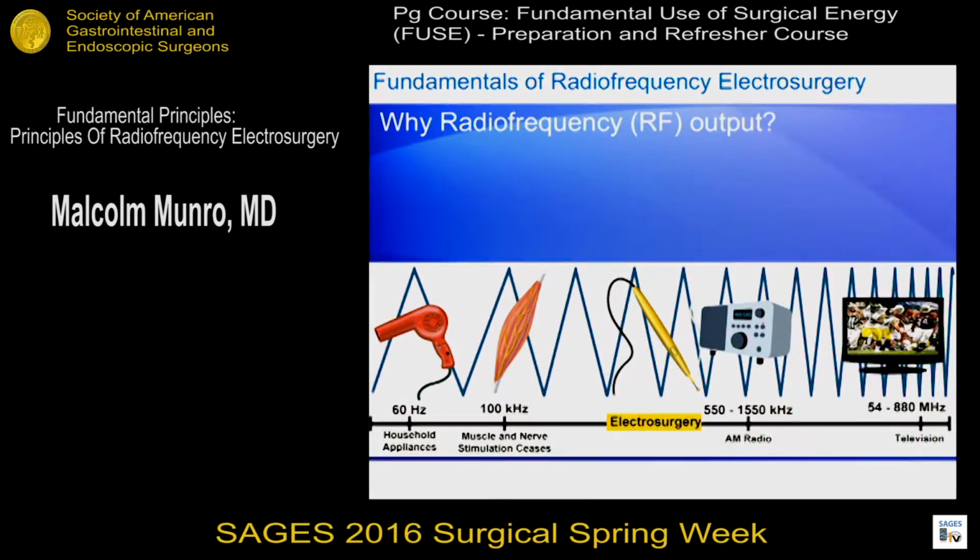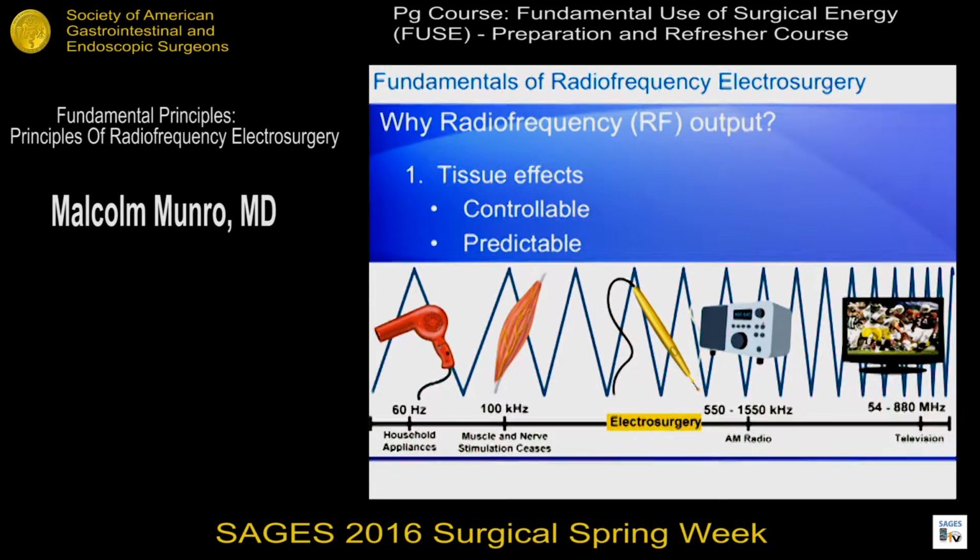Okay? So why RF? What does that mean? So this is the electromagnetic spectrum here in a cartoon fashion, and RF is down in this area right here. These tissue effects are controllable and predictable.